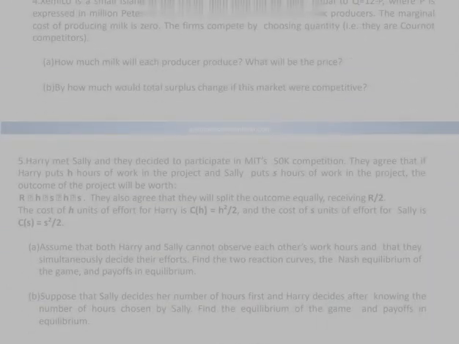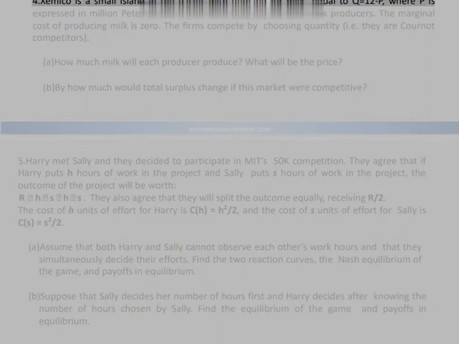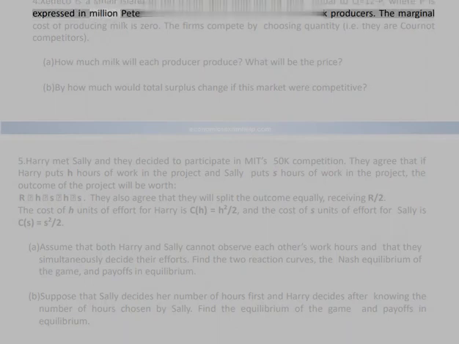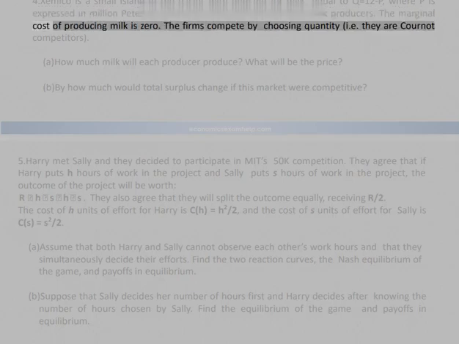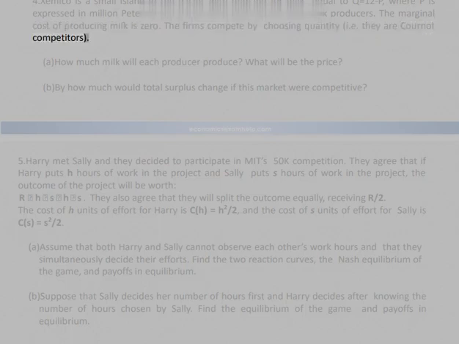4. Zemico is a small island in the Pacific with demand for milk equal to Q equals 12p, where P is expressed in million petesses and Q in tons. The island has 2 milk producers. The marginal cost of producing milk is 0. The firms compete by choosing quantity, i.e. they are Cournot competitors.